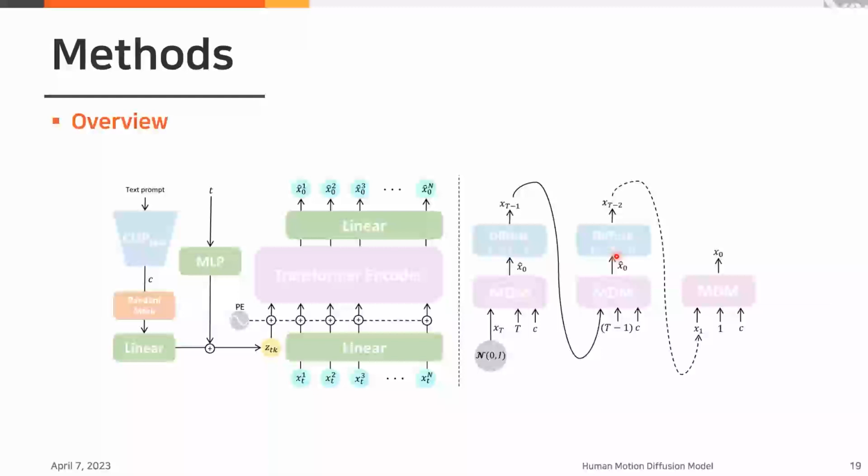Okay. I think now I kind of understand. And about adding t and the text prompt, the notation seems to be a plus. Is it a concatenation or just element-wise summation? Yeah, it is element-wise addition. Okay. Is it the same as the positional encoding? You mean this? Yeah, maybe. Okay.